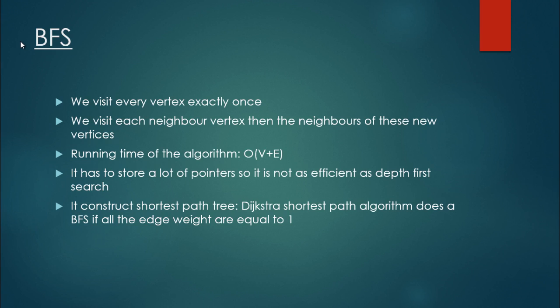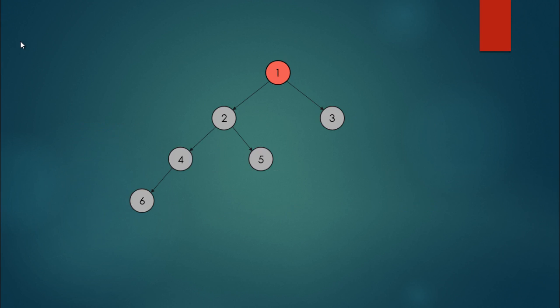For example, Dijkstra's shortest path algorithm does a breadth first search if all the edge weights are equal to 1. So what's the disadvantage of breadth first search? That it has to store a lot of pointers, and that's why it's not so memory friendly. And what's the advantage, on the other hand? That it constructs shortest paths, and sometimes it has several important applications. We are going to talk about it later at the end of this video.